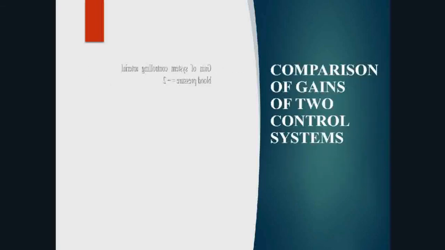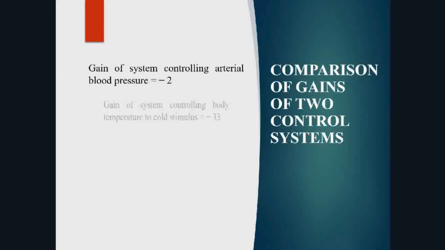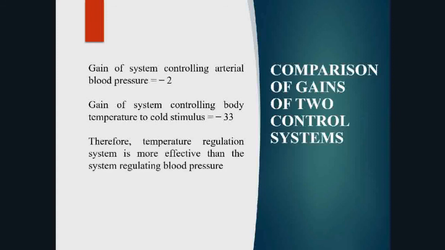By looking at the gains of two control systems, we can compare their relative effectiveness in maintaining constant conditions of their concerned variable in the body. For instance, the gain of the control system regulating blood pressure is -2, whereas the gain of the system controlling body temperature in response to cold stimulus is -33. This implies that the temperature control system is more effective as it can perform more correction of the error that occurs in the system as compared to the blood pressure control system.